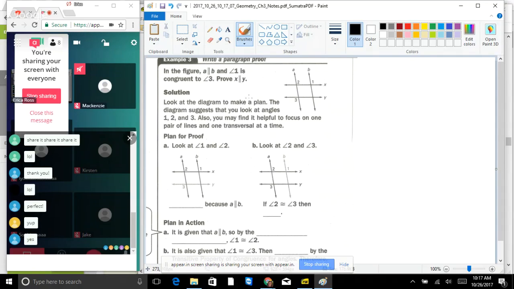In the figure, we have A is parallel to B. Okay, so we're looking at this picture right here. This is our picture of the day. We'll outline it in red. Okay. In the figure, A is parallel to B, and angle 1 is congruent to angle 3. Prove that X is parallel to Y.